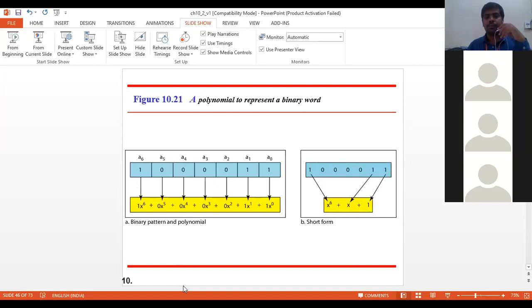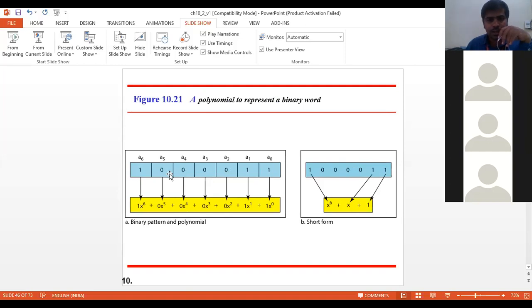See here how to represent your digital data as a polynomial. You should know this because most of the time he may ask you to solve in polynomial also. The solution is going to be the same, but the method is going to be different. For example, if your data is 1000011, this you need to represent as a polynomial first.